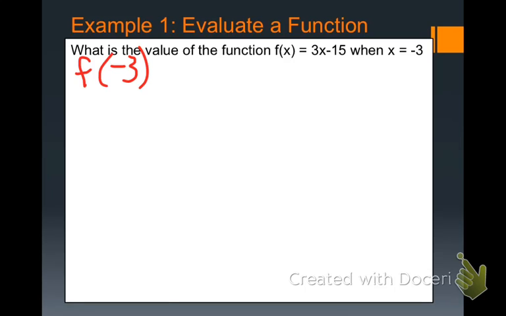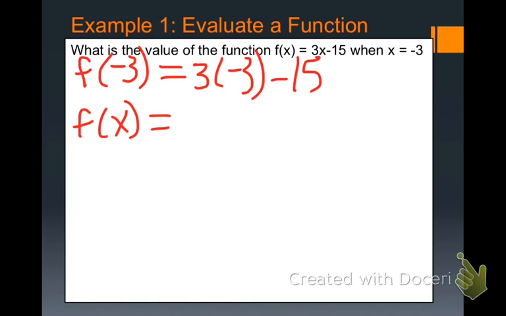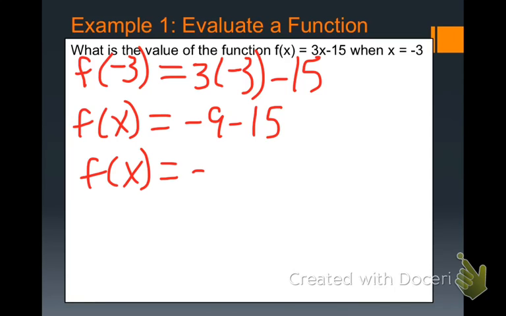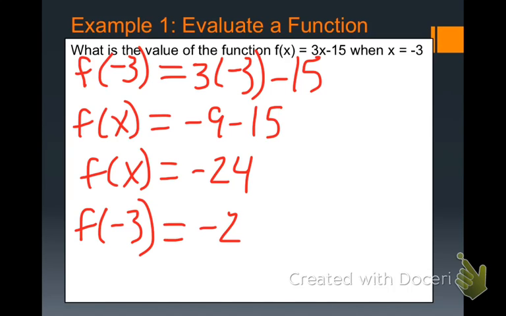So all we're going to do is plug in negative 3 where we see x. So 3 times negative 3 minus 15. So f of x equals 3 times negative 3 is negative 9 minus 15. So f of x equals negative 24. Or we could actually say f of negative 3 for this function is equal to negative 24.